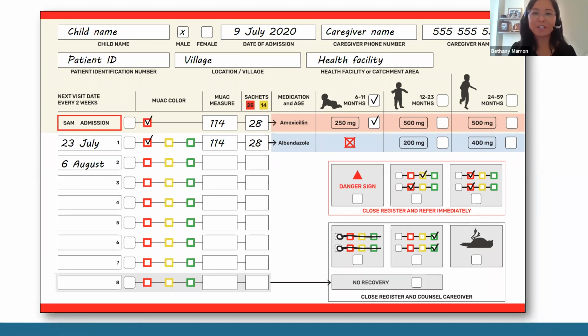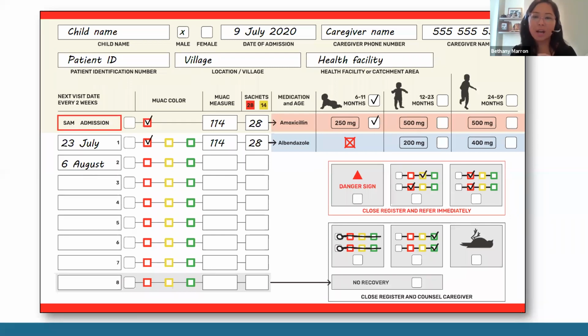So here's a clearer picture of the SAM register, which I've filled in for admission visit, as well as the first follow-up visit. So take a moment and check it out. You will see that the patient background information is filled. The admission line, which is the first line, is also filled. So this child came, they were assessed for danger signs. It was determined there were no medical complications. They qualified to be admitted as a SAM patient or for SAM treatment. And so the CHW used this register page to admit them for SAM treatment.